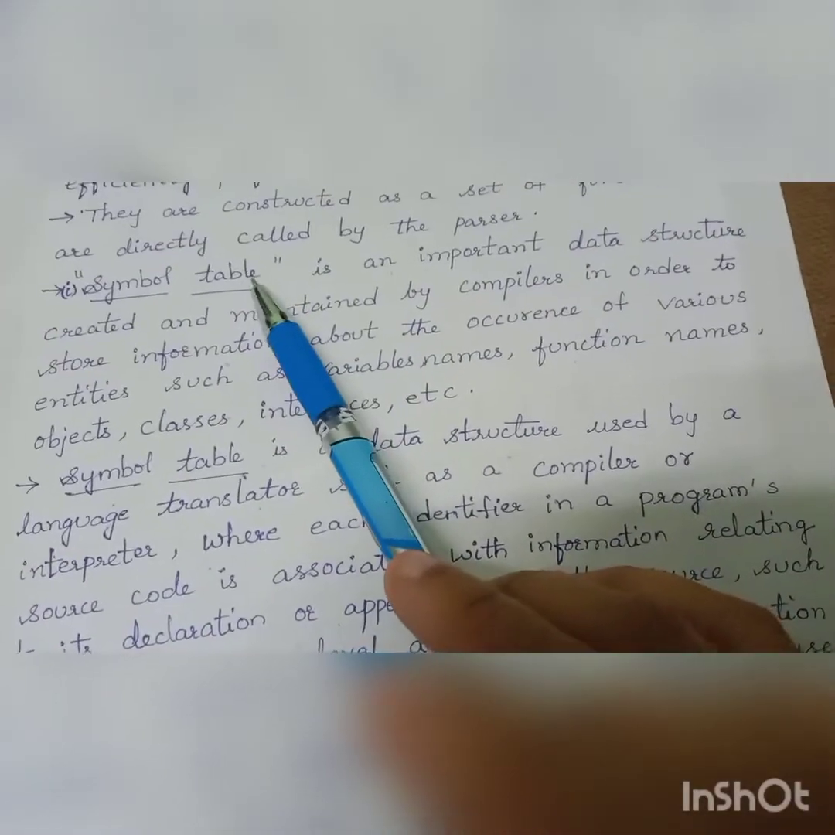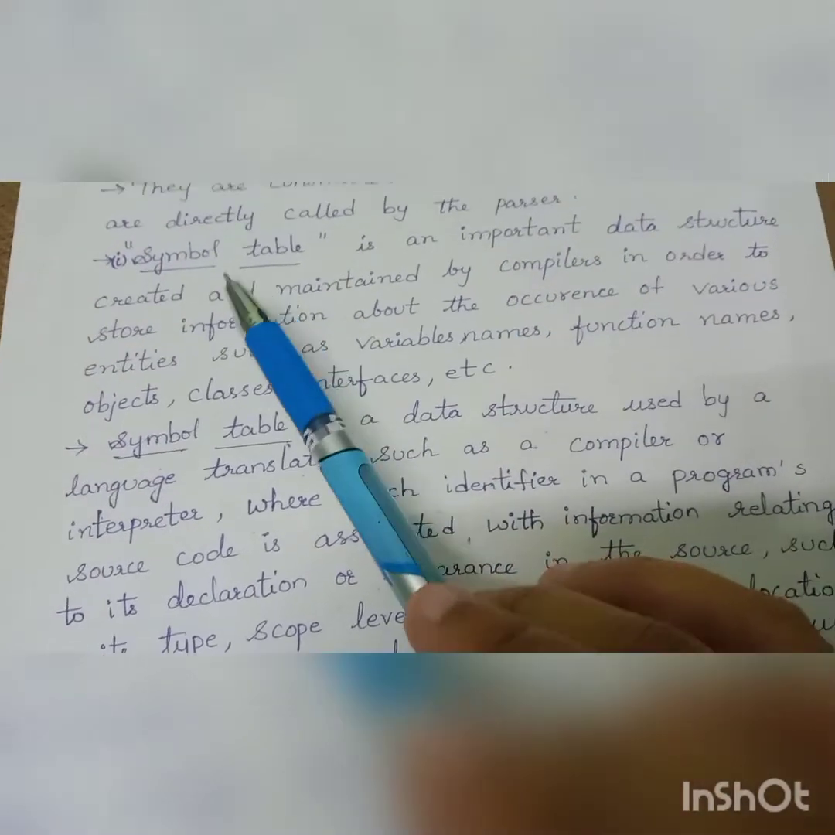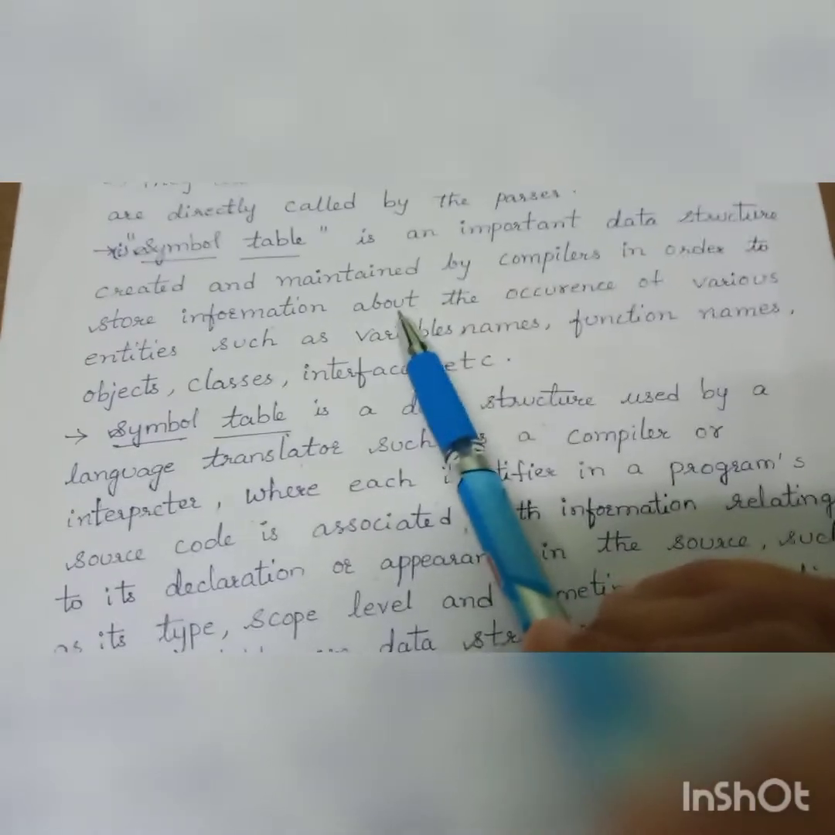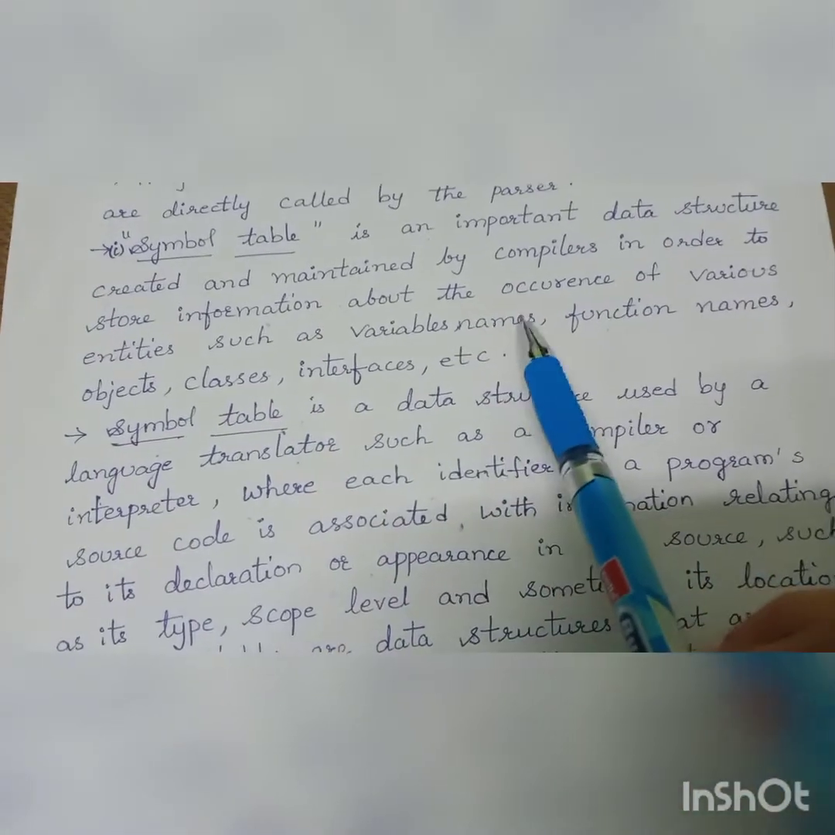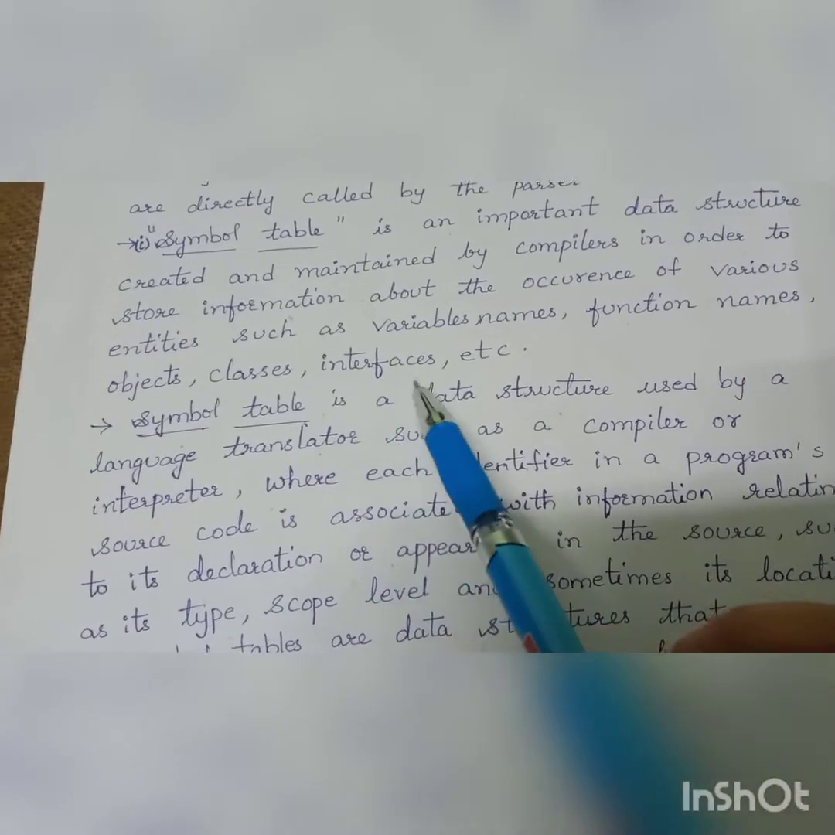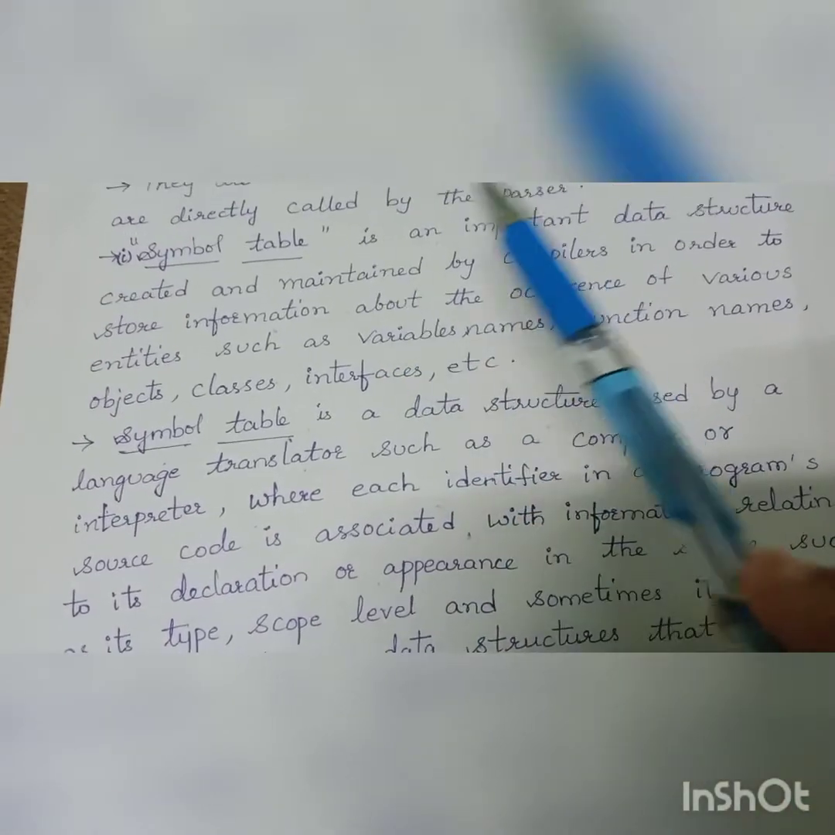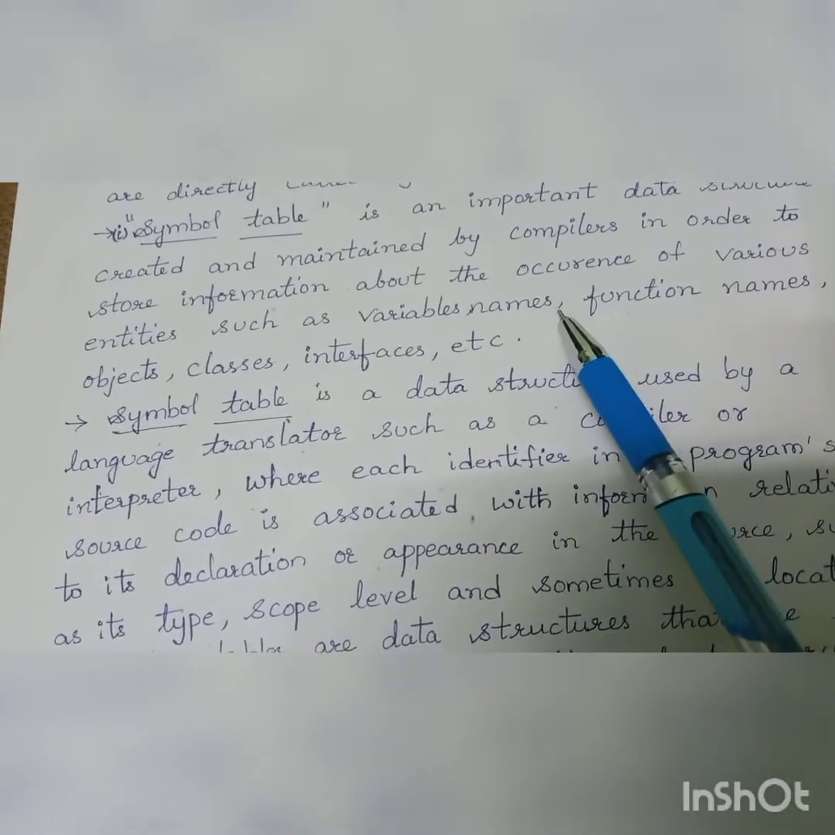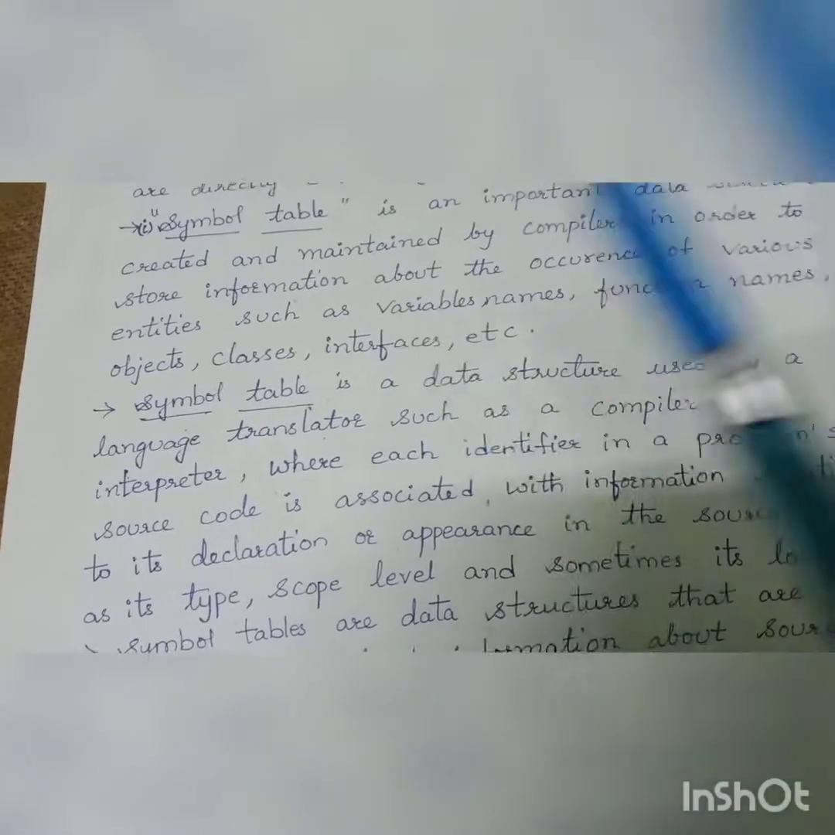So coming to the symbol table, a symbol table is an important data structure created and maintained by compilers in order to store information about the occurrence of various entities such as variable names, function names, objects, classes, interfaces, etc. So what it means? A symbol table stores the variable names, function names, objects, classes, interfaces.